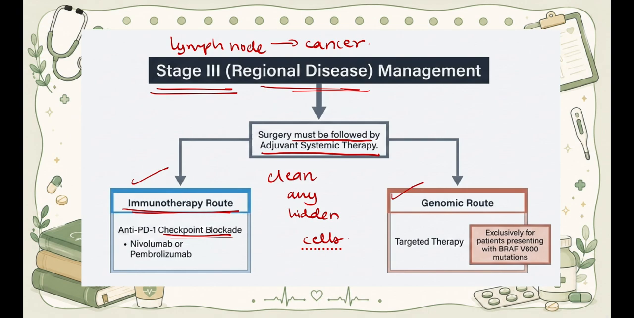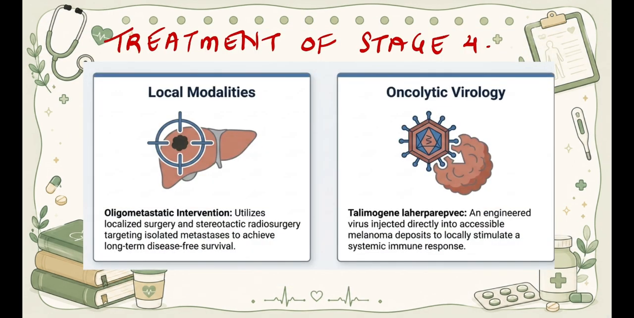The alternative is the genomic route. Remember that BRAF mutation we discussed? This targeted therapy path is exclusively reserved for patients whose tumors have that specific mutation. These drugs are designed to directly hunt down and shut off that mutated engine.